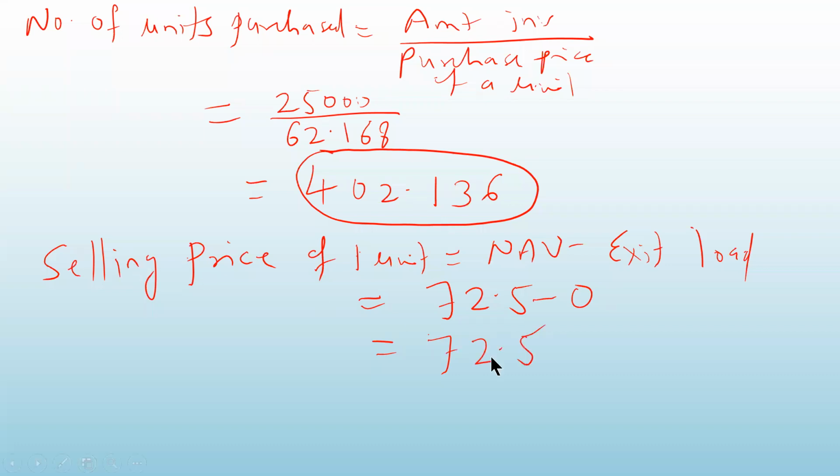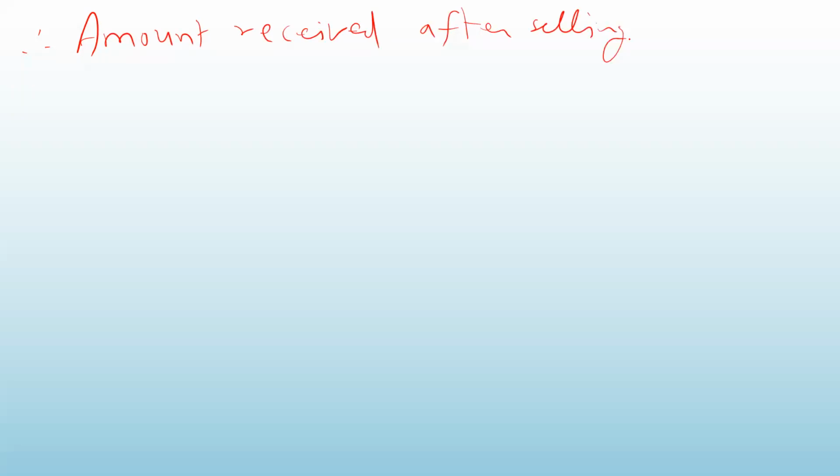So you know the selling price of one unit. And how many units are there? This one. So what is the total amount received? Therefore, amount received after selling the units is equal to selling price of one unit multiplied by number of units sold.